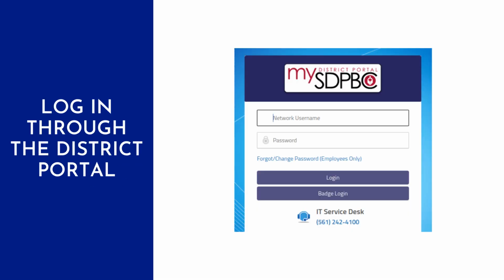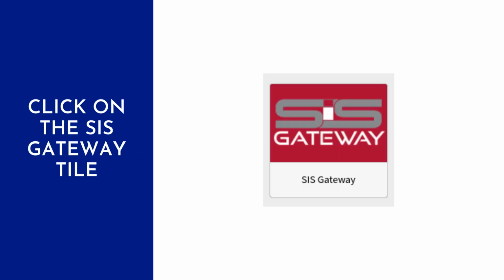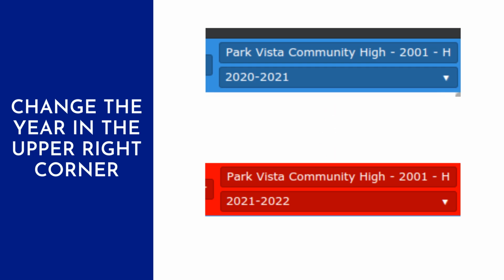To reach the class request screen, you will begin by logging into your district portal. Next, click on the SIS Gateway tile. In the upper right-hand corner, you will see a drop-down menu for the year. Click the arrow to open the menu and change the year to 2021-2022. When you do this, your color scheme should change to red. This indicates that you are no longer looking at the current school year.